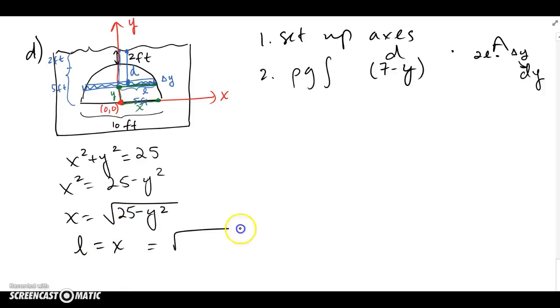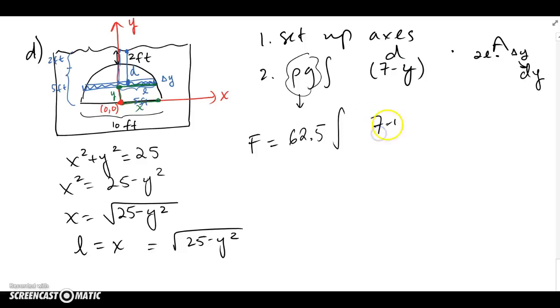And so it's 25 minus y squared, and I can put it back in there. So force is equal to rho g. Since I'm dealing with the US system in feet, it will just be 62.5 for the weight density of water. My distance was 7 minus y, and then I have 2 times the length that I found here, which is the square root of 25 minus y squared dy.